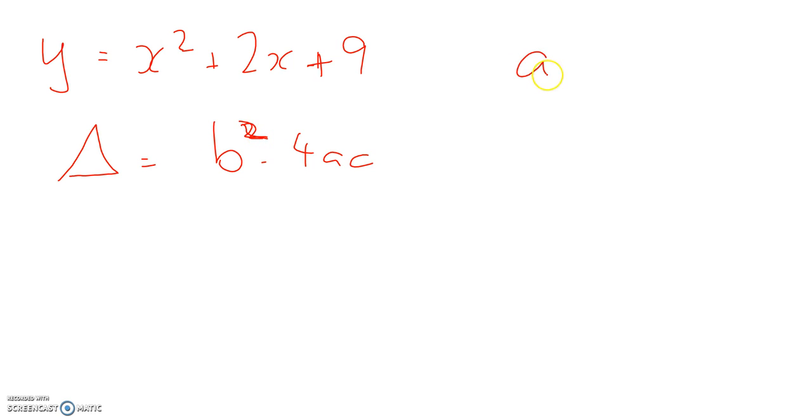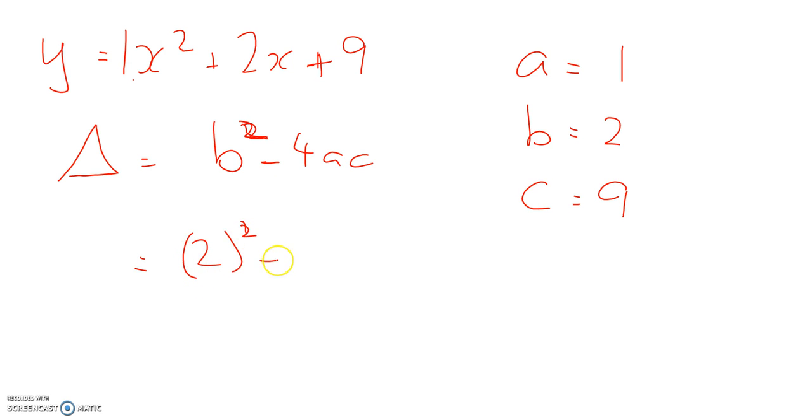And first let's work out our coefficients. A is the coefficient of x squared, and there's a 1 there, so we'll call that a 1. B is 2, and C is 9. We should be able to start to work those out. So let's work out b squared minus 4ac. So b squared is 2 squared minus 4, a is 1, and c is 9. So this equals 4 minus 36, which equals minus 32.